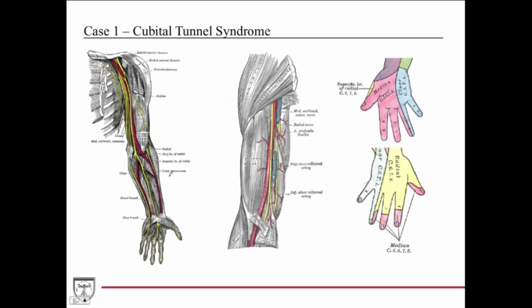tunnel. Cubital tunnel syndrome, now if you remember here, the ulnar nerve is coming down the medial aspect. It travels through the cubital tunnel here at the elbow, and then it comes back out and emerges and travels through the forearm, and then enters the hand in the medial aspect, and then innervates these intrinsic hand muscles. And so here's another good picture of it here.